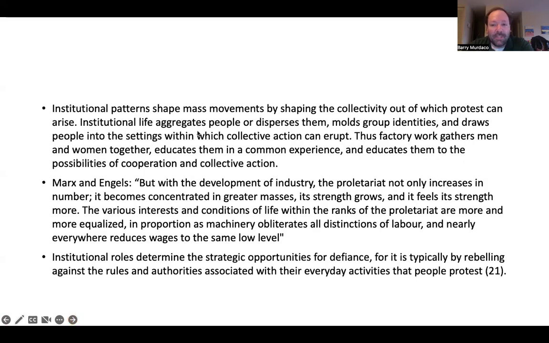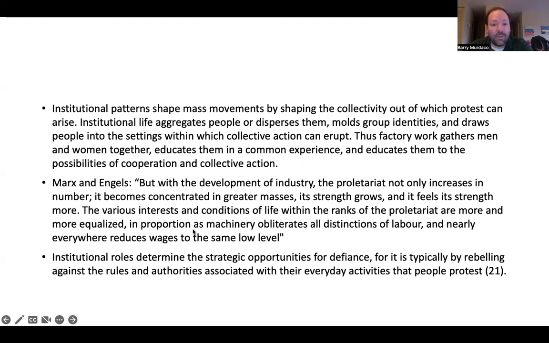Institutional patterns shape mass movements by shaping the collectivity out of which protests can arise. Institutional life aggregates people or disperses them, molds group identities, and draws people into settings within which collective action can erupt. Thus, factory work gathers men and women together, educates them in a common experience, and educates them to the possibilities of cooperation and collective action.